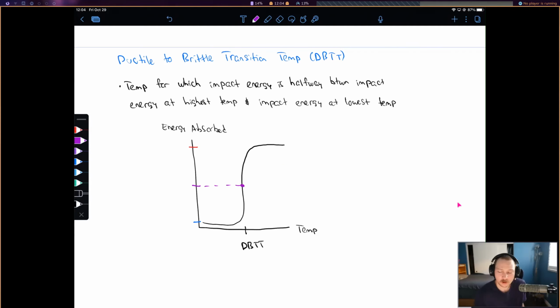So again, not all of them are going to be as defined, and when they're not, we're going to have a combination of it being maybe a little bit ductile and a little bit brittle. It would depend on the material.